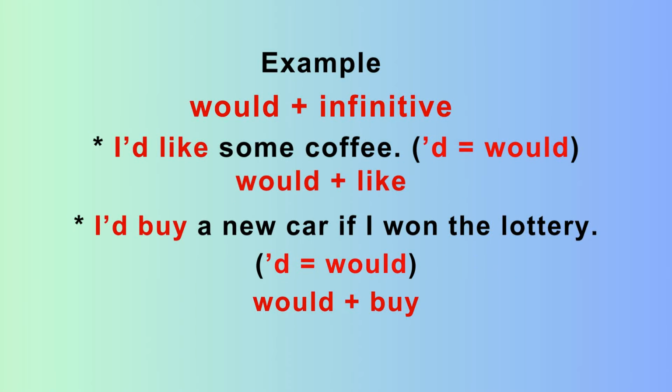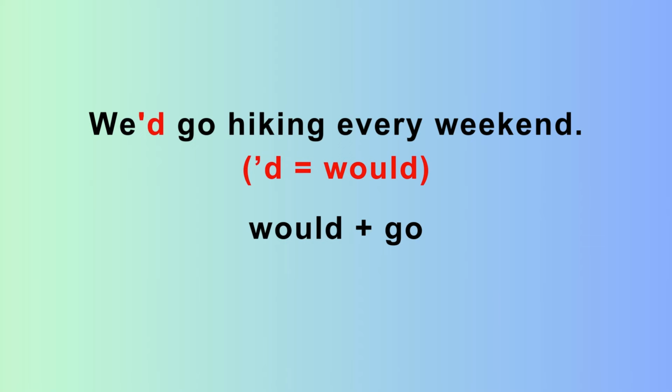Let's go to an example. Would plus infinitive. I'd like some coffee. Contraction 'd means would. Would plus base form of the verb like. Another example. I'd buy a new car if I won the lottery. Contraction 'd means would. Would plus base form of the verb buy. We'd go hiking every weekend. Contraction 'd means would. Would plus infinitive form of the verb go.